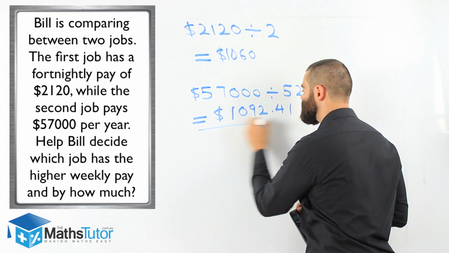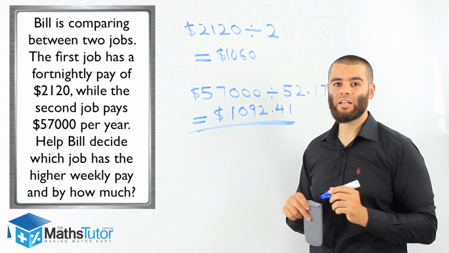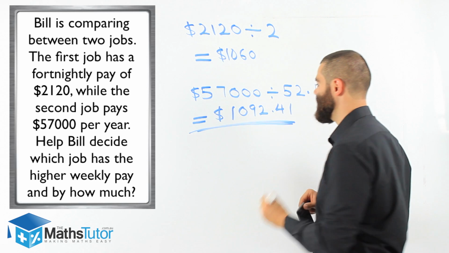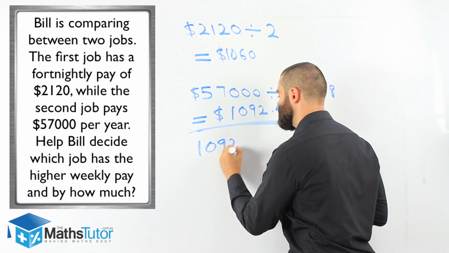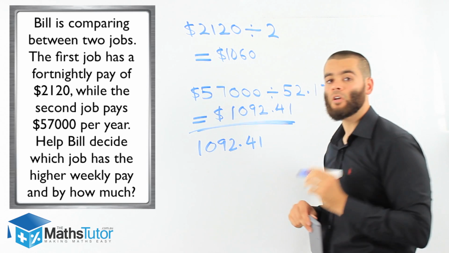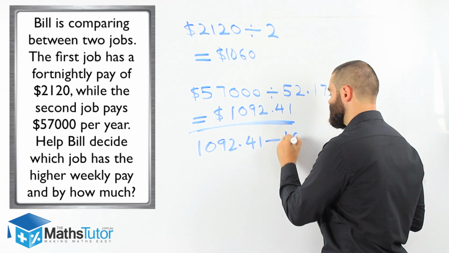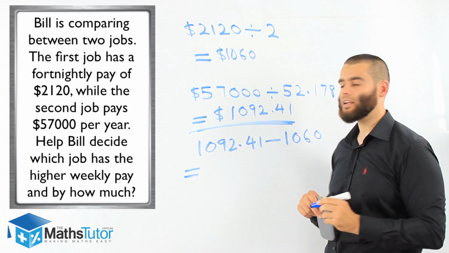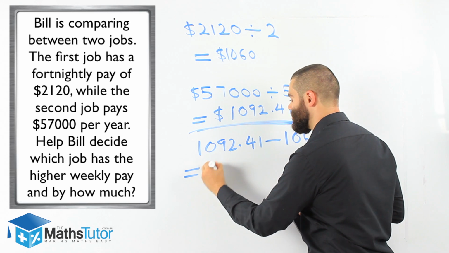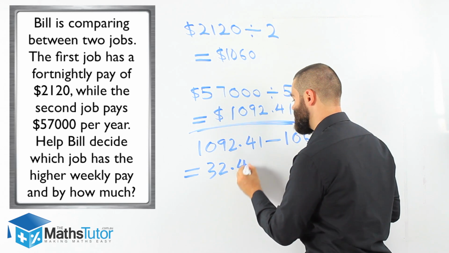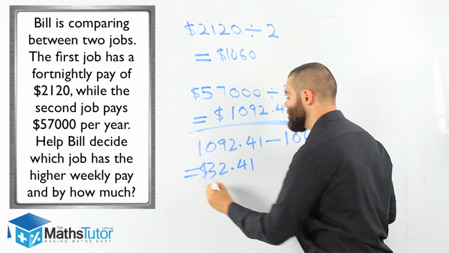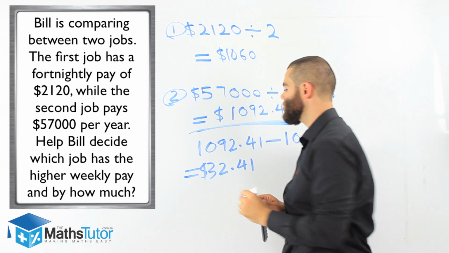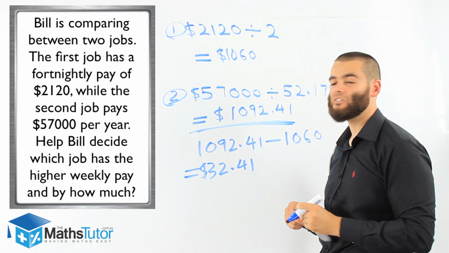So clearly job number two is going to be a better job because it's going to pay a little bit more. How much? Well, let's work it out. We can easily find out. 1,092.41 minus the other job, which is 1,060. You can grab your calculator, or you can work it out quickly. We know it's $32.41. Job number two is paying more by $32.41.